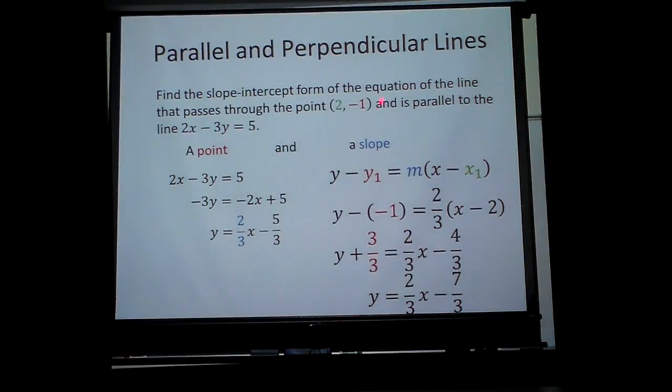But the first thing I had to do was I had a point and I had to find a slope. So I had to get it in that y-intercept form to make that particular thing work right there. Okay?